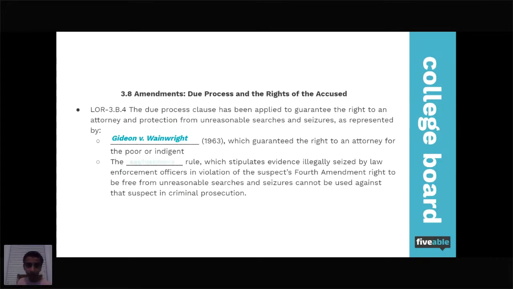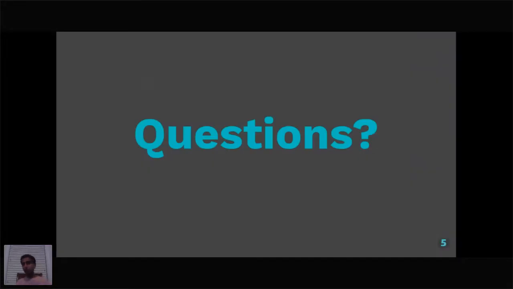The last thing is the exclusionary rule. Again, make sure you know that. That has to do with the Fourth Amendment. If they illegally get evidence from you without a warrant, without probable cause, then it cannot be used against you in court. So just make sure you know that term, the exclusionary rule, and that it goes with the Fourth Amendment. All right, so does anybody have any questions?